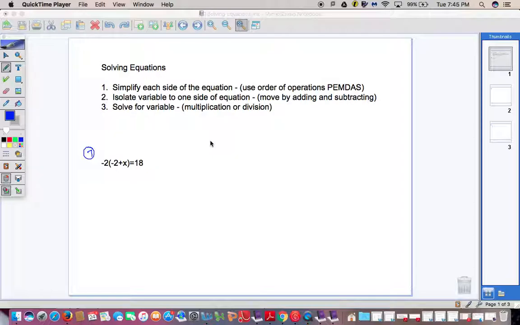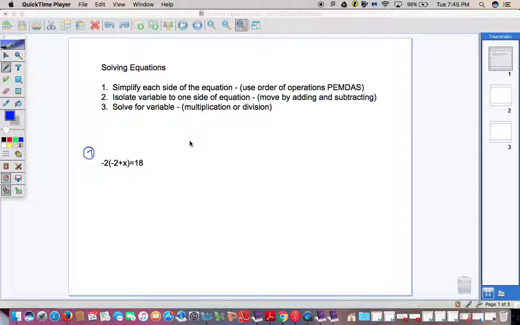It doesn't matter if you move it to the left side or the right side, just as long as you can isolate it, get it all by itself. Okay, so you're isolating the variable term, so you might have a coefficient with that variable, which is totally fine, because we'll take care of that in step 3 when we're actually solving. Okay, so step 2, when we're isolating that variable term, you're going to be adding and subtracting like terms to do that. And then in step 3, you're going to be using multiplication or division.